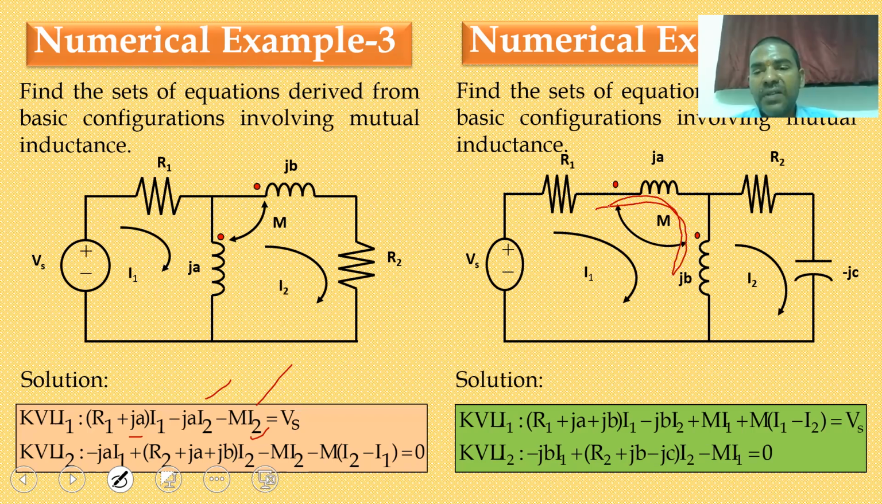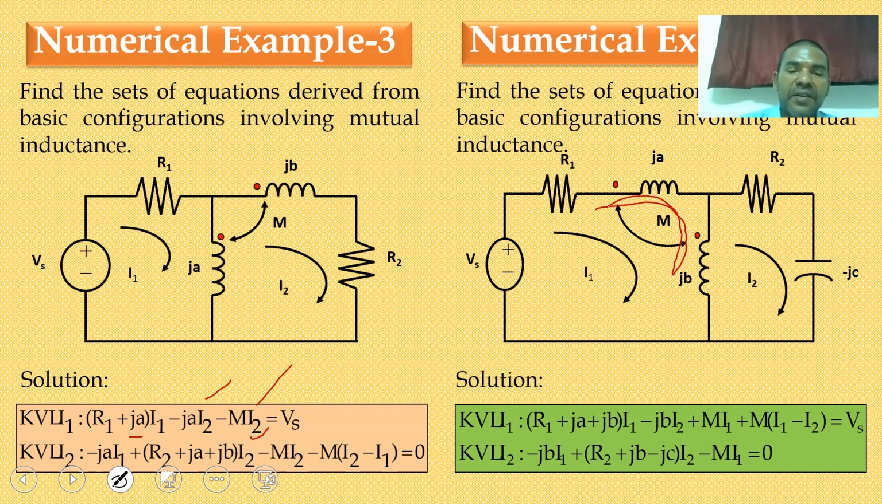Coming to the second equation: minus JB I1 plus R2 plus JB minus JC into I2. Due to the first coil current, minus M into I1 is equal to 0. So like this, we have to write the equations.